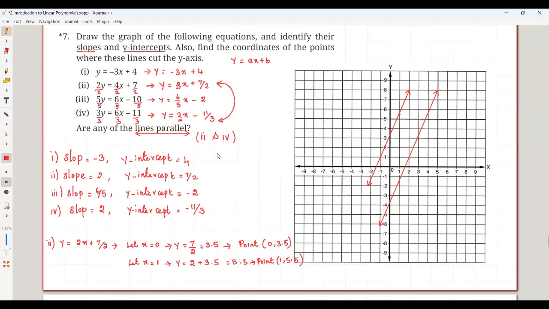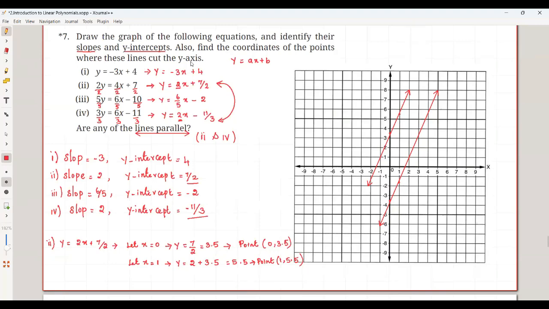They are asked to find the coordinates of the point where these lines cut the y-axis. The y-axis is nothing but the y-intercept. So 0, comma 7 by 2, and here 0, comma minus 11 by 3. That is the answer for the coordinates of the point where the line cuts the y-axis.